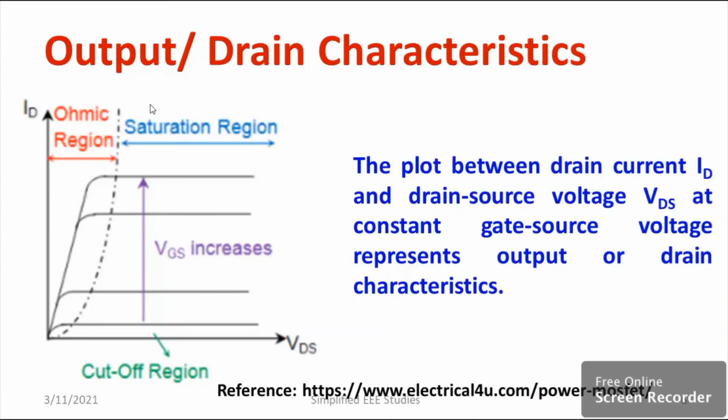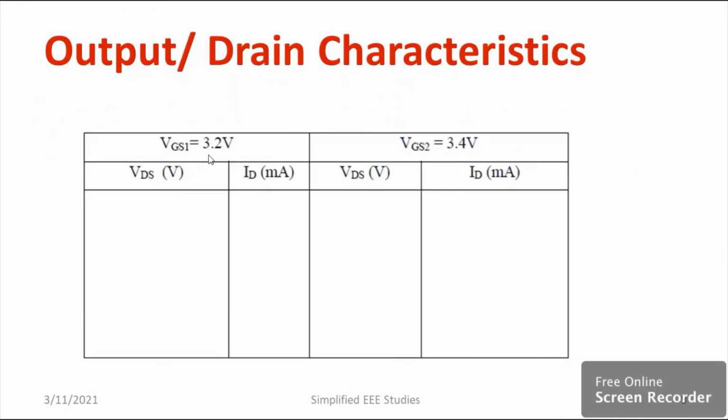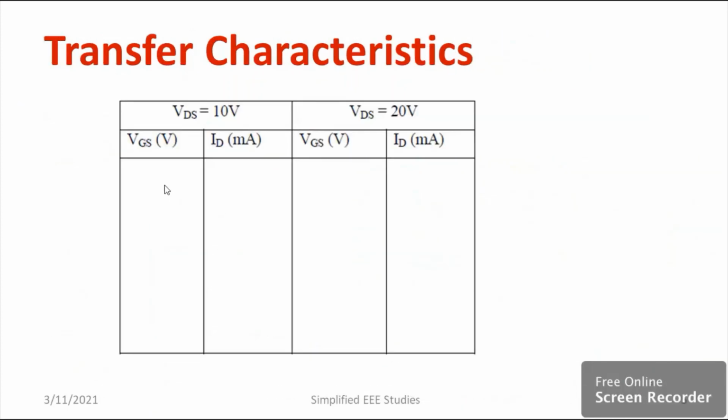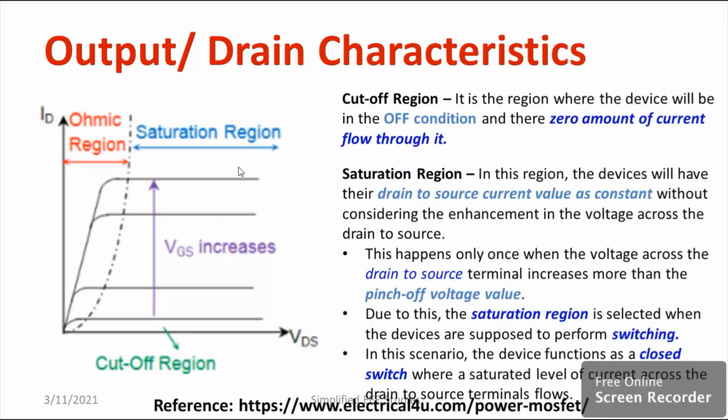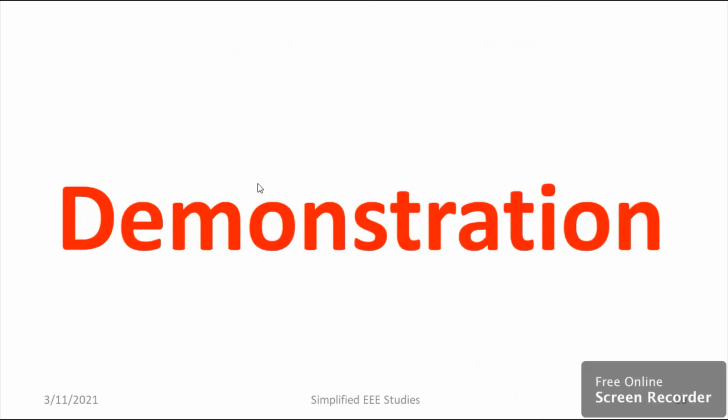Afterwards we'll be plotting output or drain characteristics. Here also a similar kind of procedure. VGS will be kept constant. You are varying VDS and measuring ID. From transfer characteristics, you will be calculating the transconductance, delta ID by delta VGS. From output characteristics, you will be calculating the output resistance R naught, that is equal to delta VDS by delta ID. Clear? So this is the thing which we have demonstrated. The demonstration is also explained.